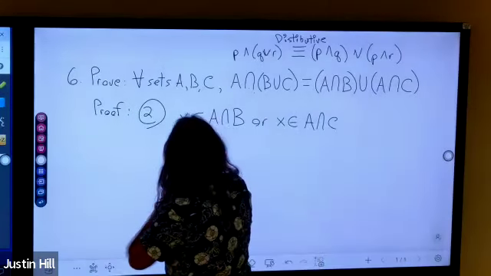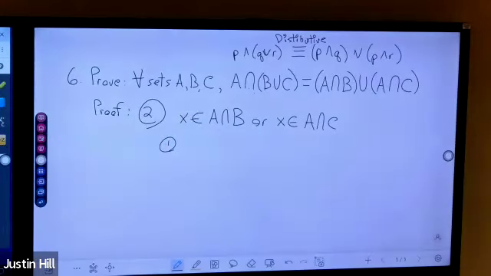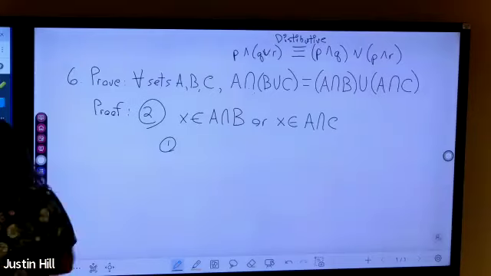So basically, part 1. Hold on, let me make sure this is still going. It looks like it just tried to shut off. No. Okay, it's still going. Okay, good.